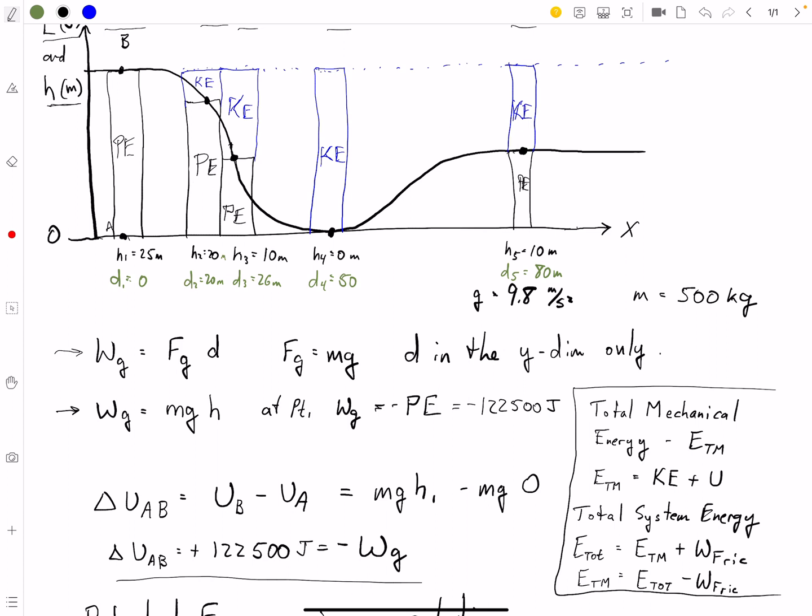So work is for the force. Once you get where you're going, then the force's work is positive. For the force, before you get where you're going, it's negative if it's a potential energy. And that really only works with springs and gravity, because those are the conservative forces that we're working with.